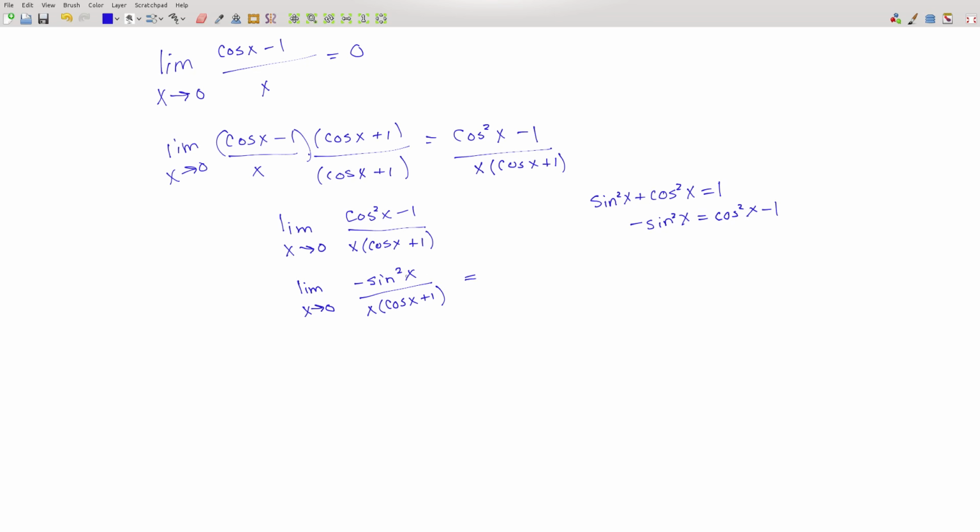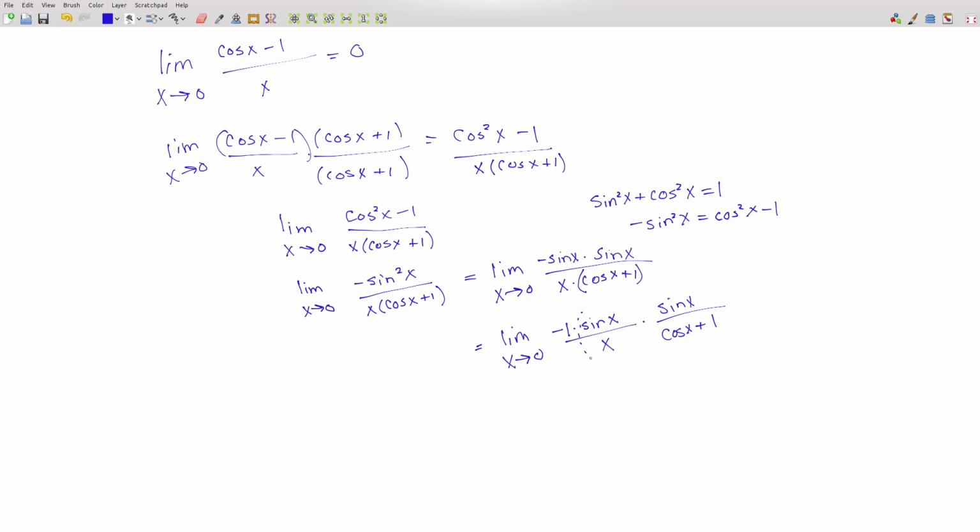What can we do with the top? Well, I'm going to break the top, negative sine squared x, into a product of two sines. So this is the limit as x goes to 0 of negative sine of x times sine of x, and down below, this is x times the quantity cosine of x plus 1. Okay, very good. Now you may recognize this part of it right here, right? So this is equal to the limit as x goes to 0 of negative 1 times the sine of x over x times the sine of x over the cosine of x plus 1.